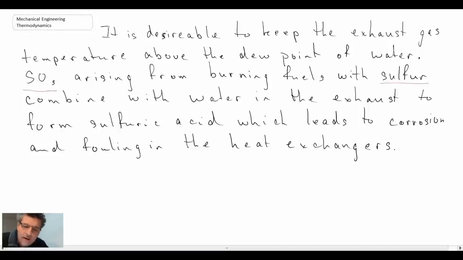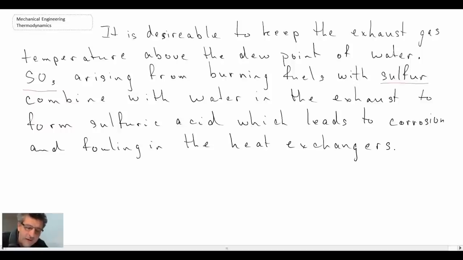that can then condense out in your stack. You ideally want to avoid that by staying above the dew point of water. The rule of thumb is 15 to 20 degrees Celsius above the dew point of water in your stack, also giving you a buoyant plume so that it leaves. The downside is that it then goes into the environment.